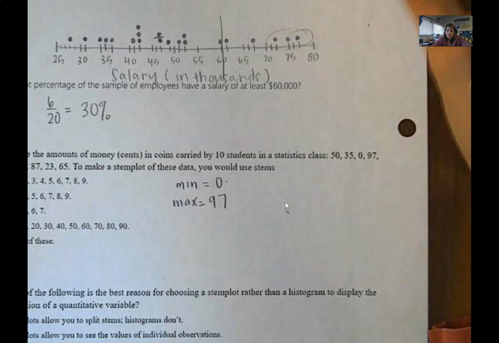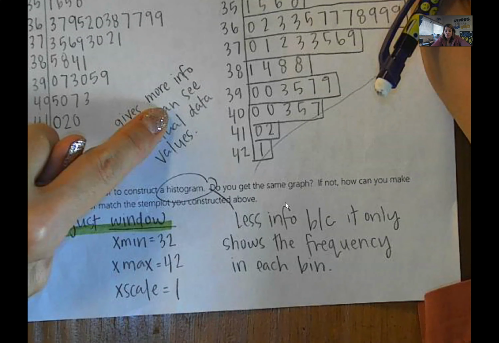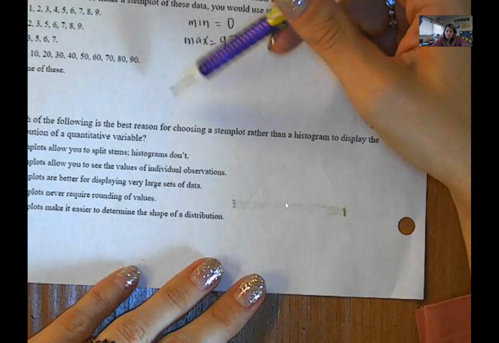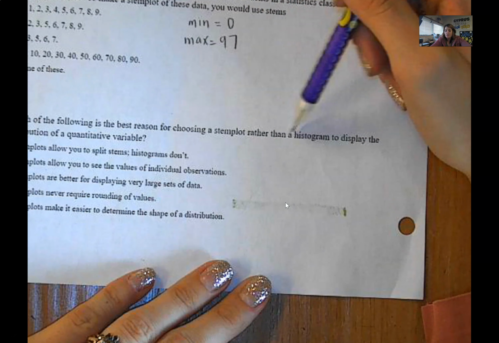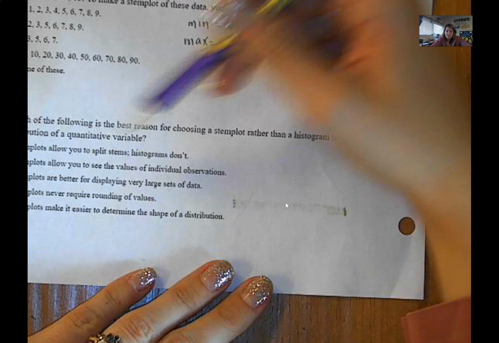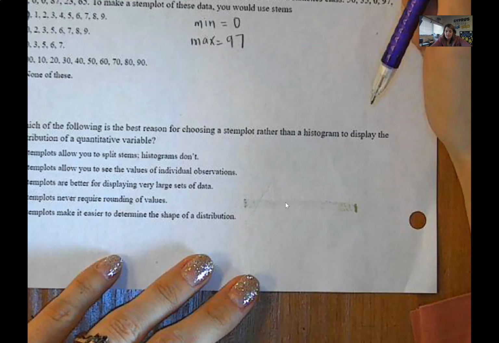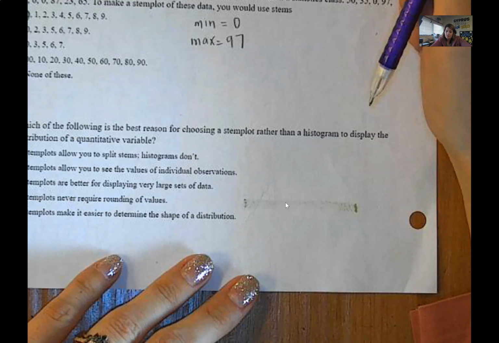On number 74, hopefully the notes that we took here about the advantage of a stem plot compared to a histogram help. Which of the following is the best reason for choosing a stem plot rather than a histogram? It is B as in boy. Stem plots allow you to see the values of individual observations.